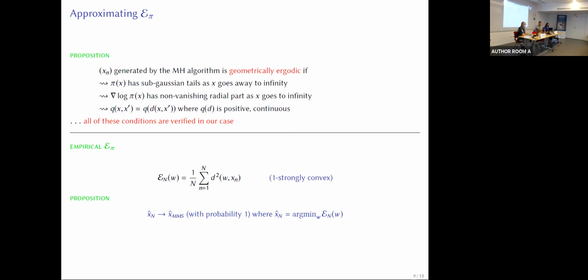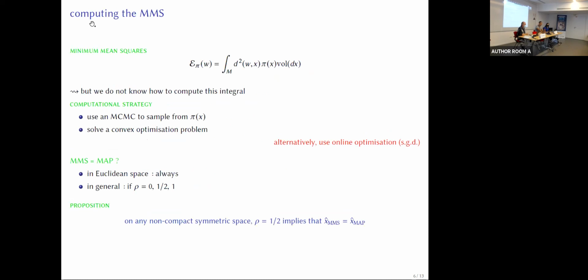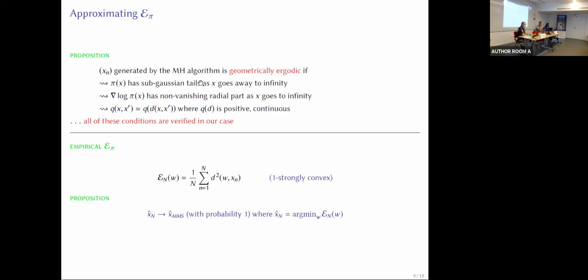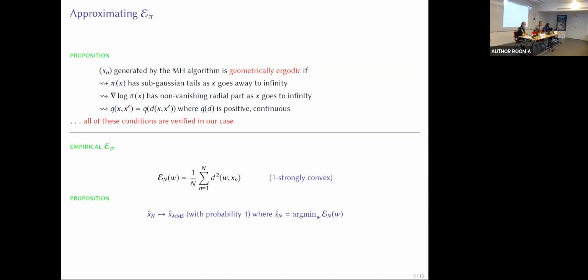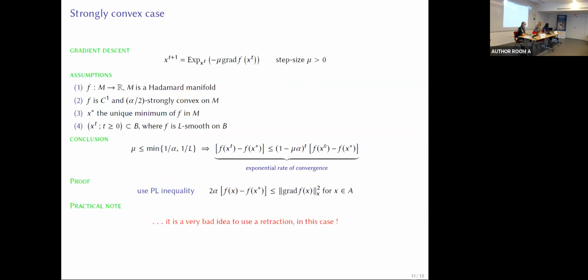I have this empirical cost function here, En, and it converges uniformly on compact sets to the Bayesian cost function, E pi. And moreover, the minimizer x hat n of En converges with probability 1 to the MMS Bayesian estimator. So we're going to use x hat n to approximate x hat MMS, and x hat n is the solution of a strongly convex optimization problem because the function En is strongly convex. So we're going to apply Riemannian gradient descent with a constant step size to the function En, the empirical Bayesian cost function.